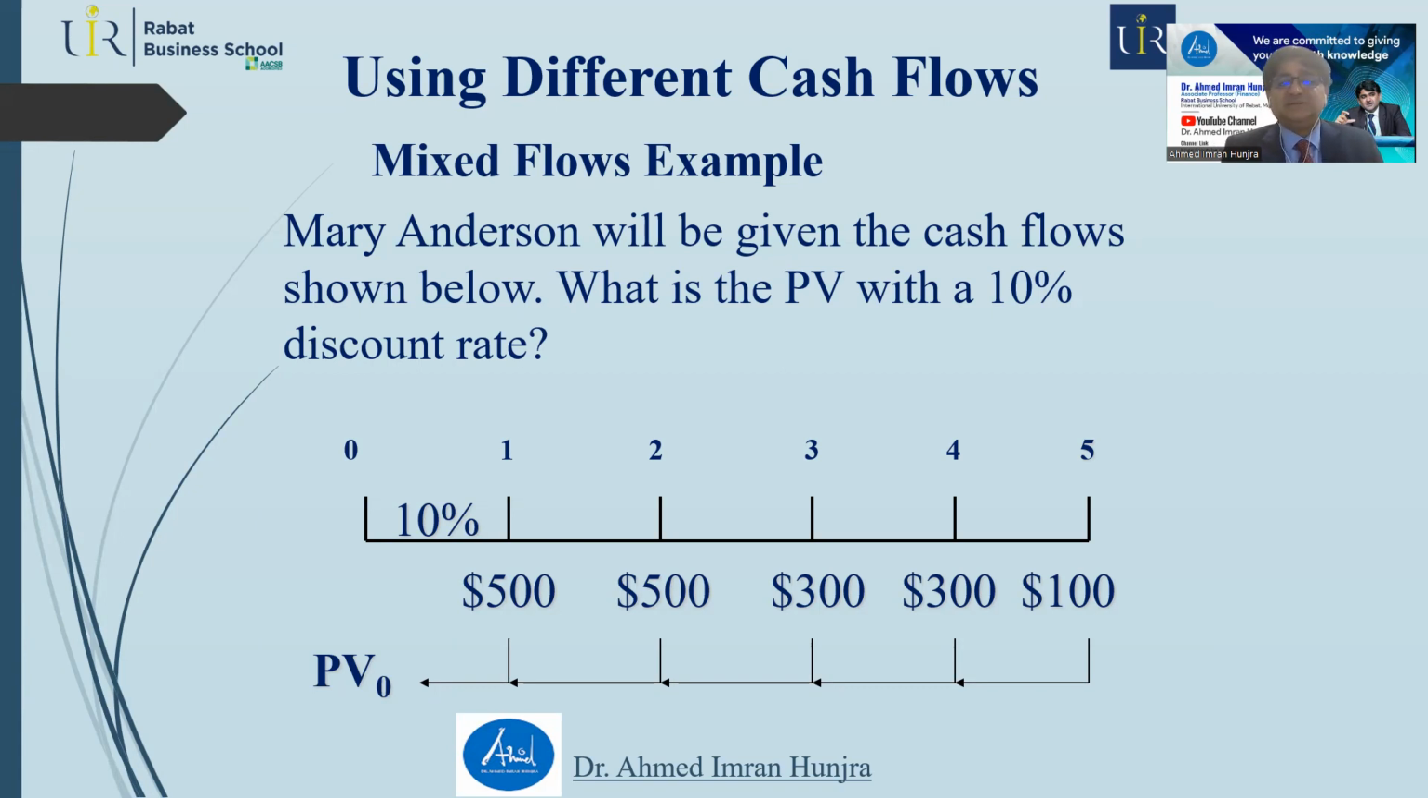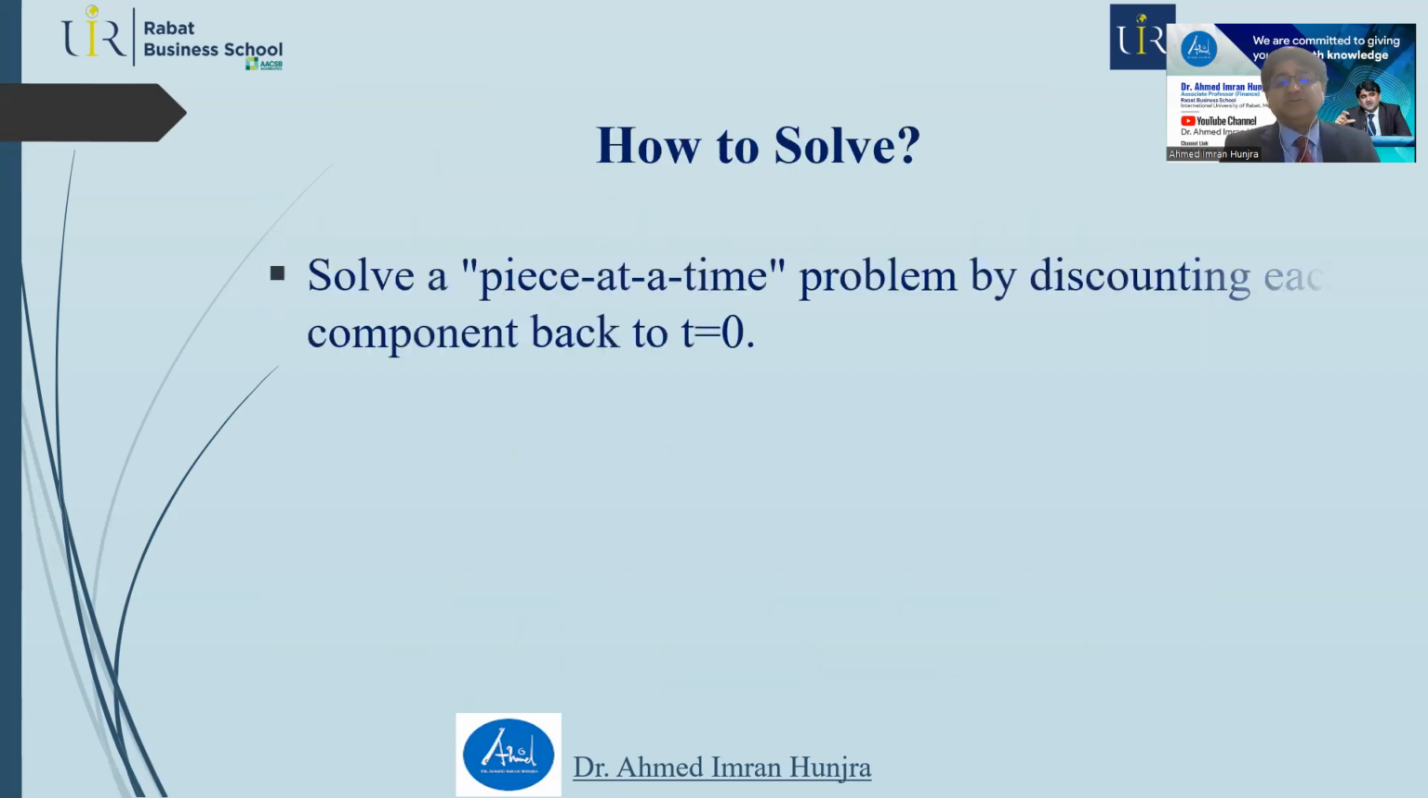In this example, we have different cash flows. First time period 500, second time period 500, third time period 300, fourth time period 300, and the last time period 100. So we have different cash flows, and how can we solve? We can solve by two methods.